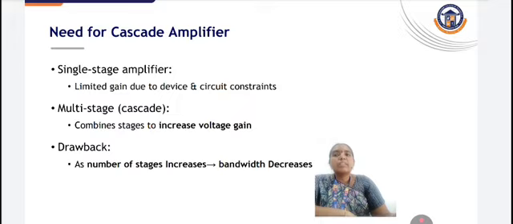Next is the need for cascade amplifier. The need for cascade amplifier arises because a single stage amplifier cannot always provide sufficient voltage gain due to the limitation of the transistor and circuit components. By combining multiple stages, we can greatly increase the overall voltage gain of the amplifier. However, there is a trade-off. As the number of stages increases, the available bandwidth decreases. Thus, the designer must balance between gain and frequency response.